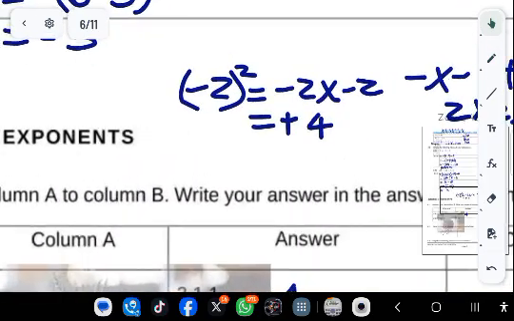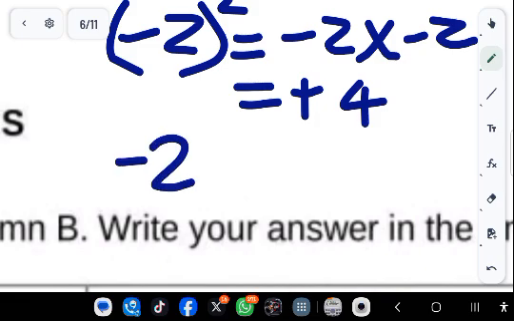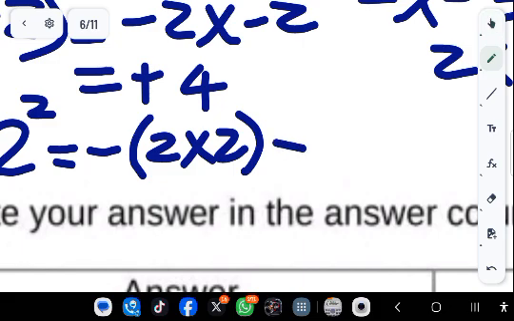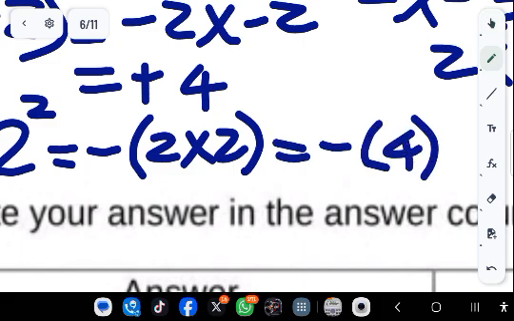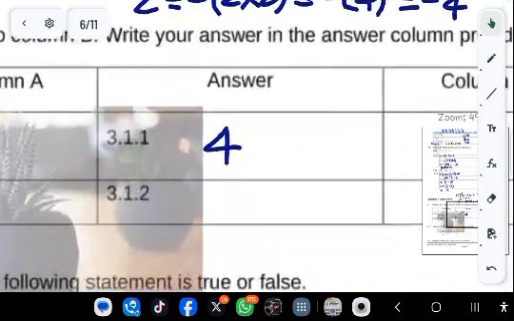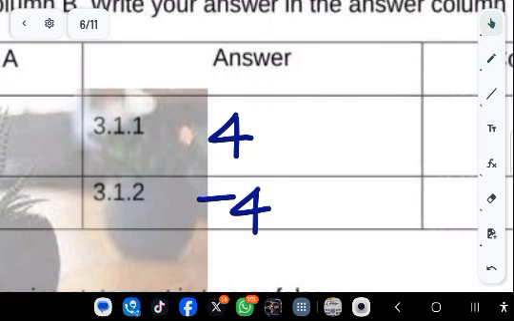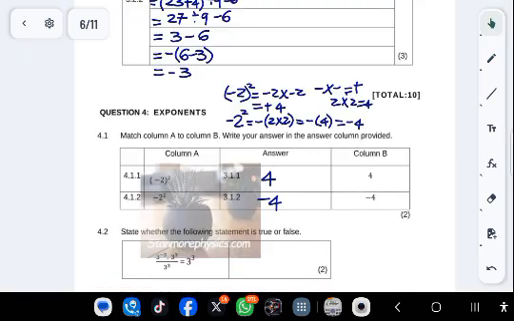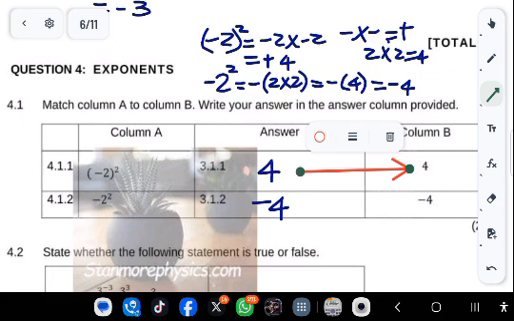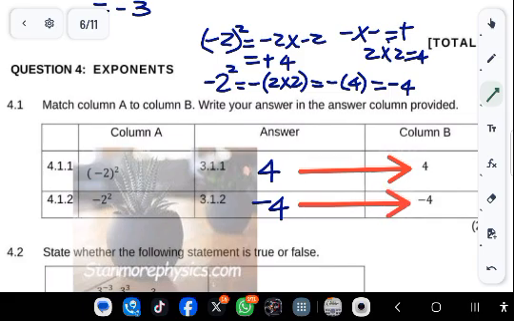Next, minus 2 squared, not all of it squared. So that is minus 2 times 2 in brackets. 2 times 2 equals 4. So that is minus 4, which is negative 4. That's how you multiply that. So this one has the answer, and the answer is negative 4. So this is how you match. So this one matches with this, and this answer matches with this one.